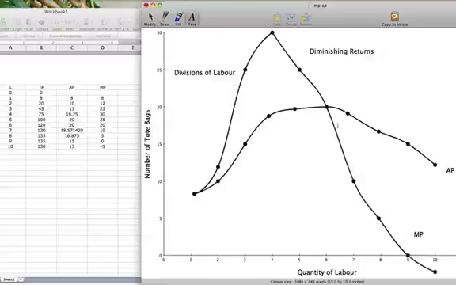However, when the marginal product is below the average product, so the workers we are adding are less productive than the ones already there, it pulls the average down. When the marginal product is above the average product, the average increases. When the marginal product is below the average product, the average decreases.